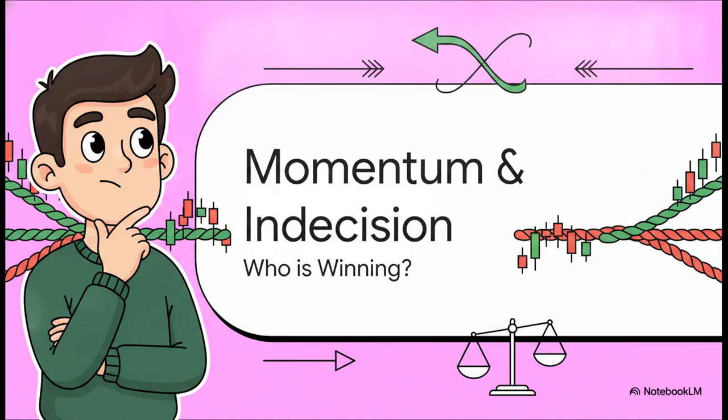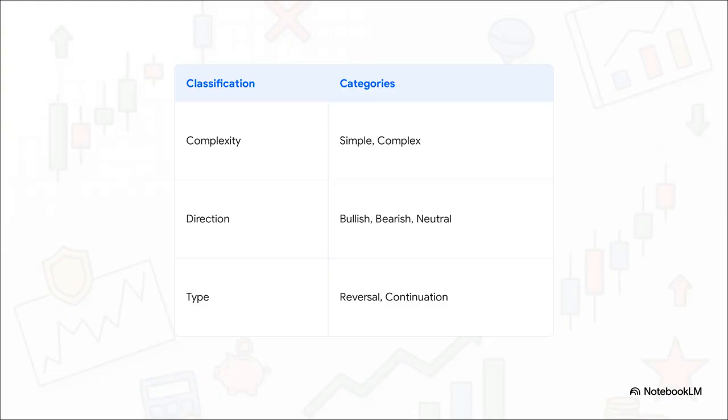Moving right along to part 2, momentum and market indecision. Now, before we look at specific chart setups, I want you to use this classification matrix as sort of a mental filing cabinet. We're going to use this to categorize every single pattern we're about to decipher. Every pattern has a complexity. It's either a simple one-candle setup or a complex pattern made of 2 or more candles. It has a direction, meaning it pushes bullishly, bearishly, or just stays neutral. And lastly, it has a type. It's either a reversal pattern, trying to turn the market completely around, or a continuation pattern, pushing the existing trend even further.